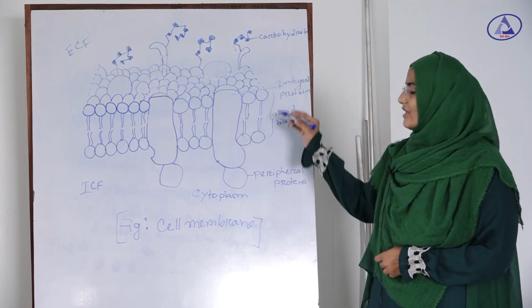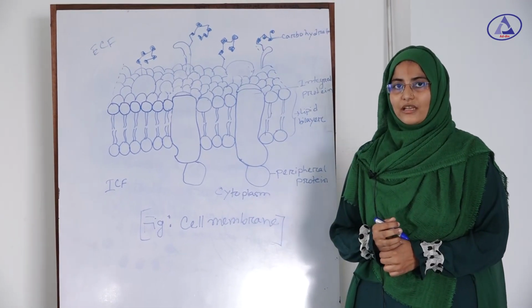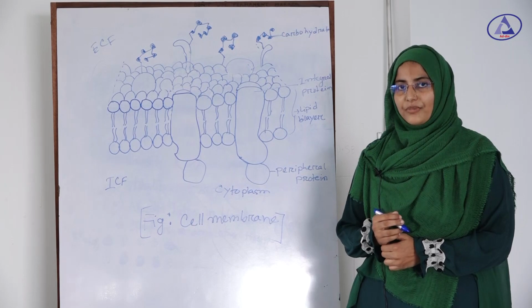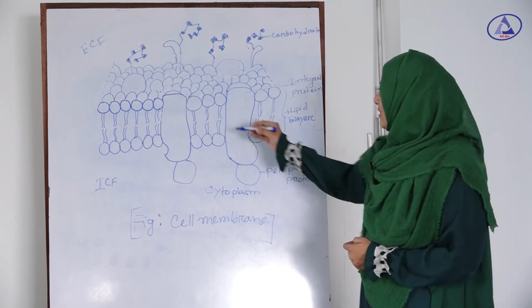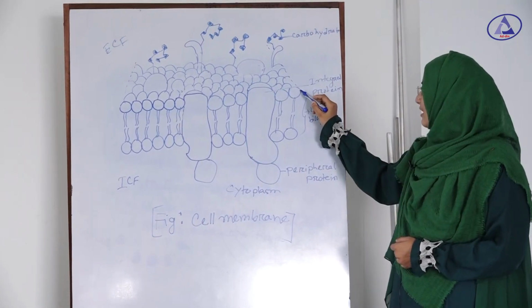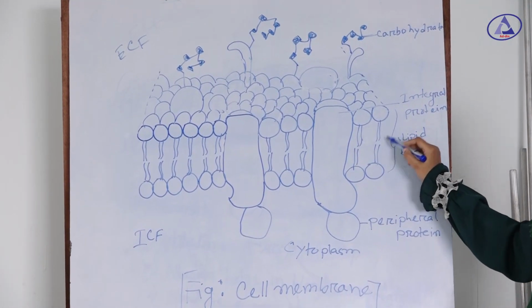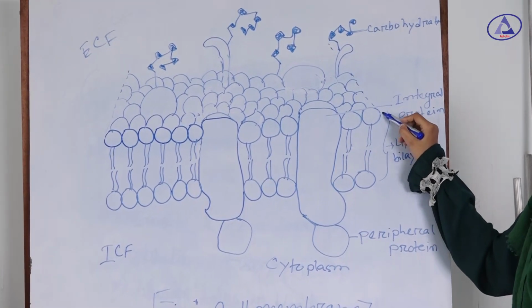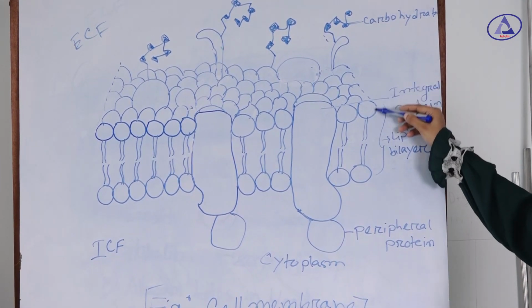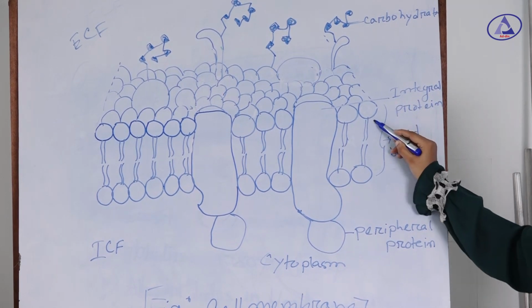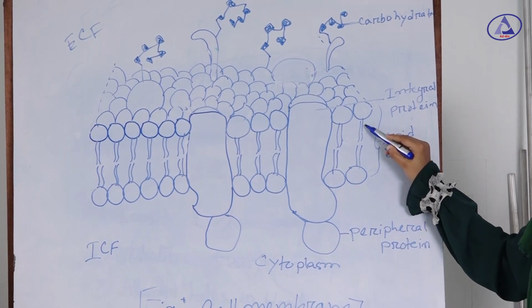Now I discuss the structure of the cell membrane. The basic structure of the cell membrane is a lipid bilayer, which is a thin bilayer of lipid, composed mainly of phospholipid and cholesterol. Phospholipid has two parts: the phosphate part and the fatty acid portion. The phosphate part is the hydrophilic portion, and water-soluble substances can pass easily through it. The inner portion, the fatty acid portion of the phospholipid, is the hydrophobic portion.